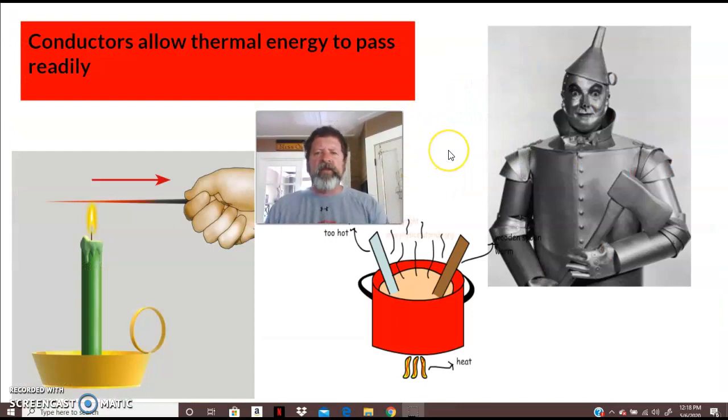Conductors are things that are tightly packed molecules like metals that allow heat to just pass right through. So anything made out of metal allows heat to pass through. It's why you wouldn't want a pair of aluminum socks, because your body heat would just flow right out of your feet.